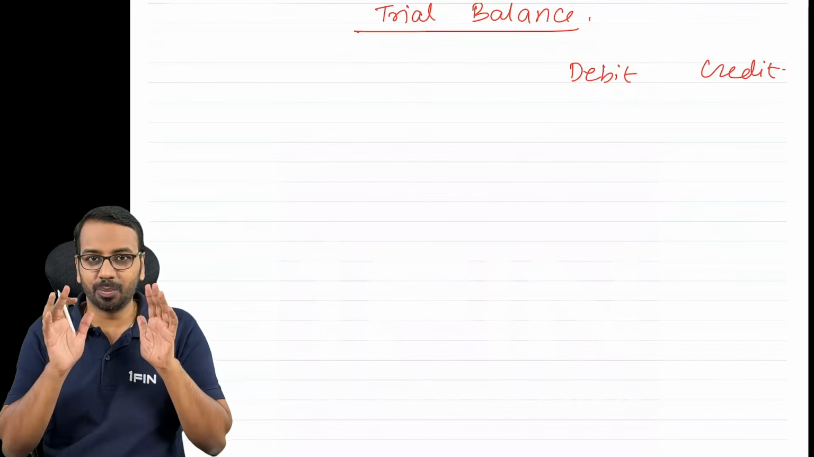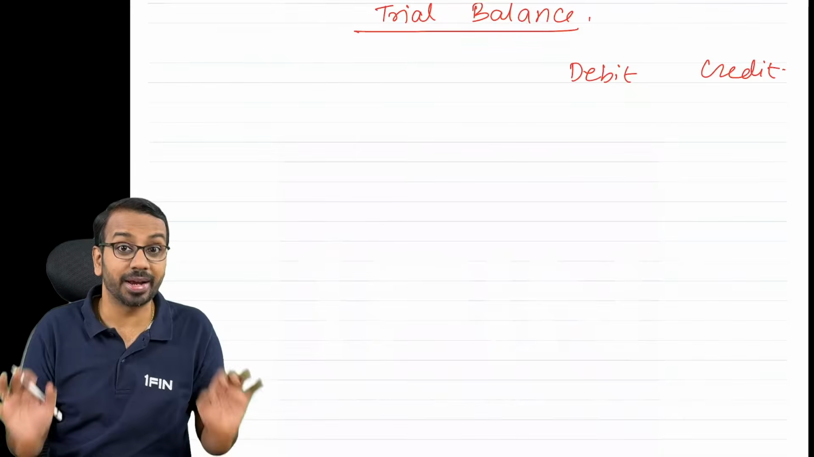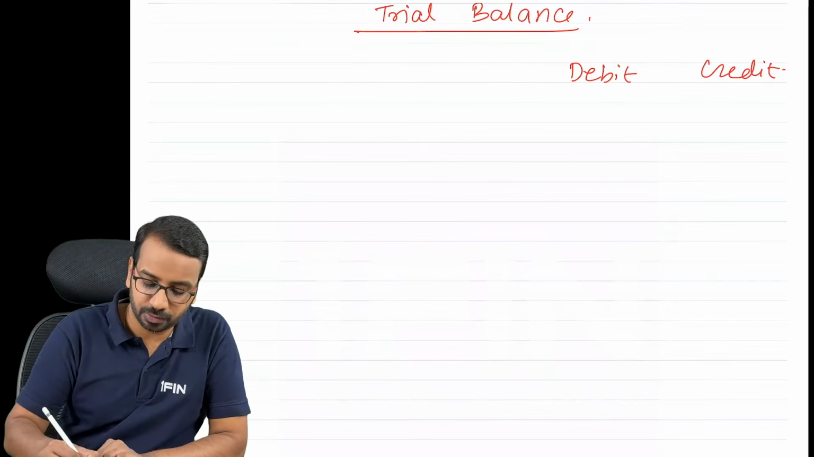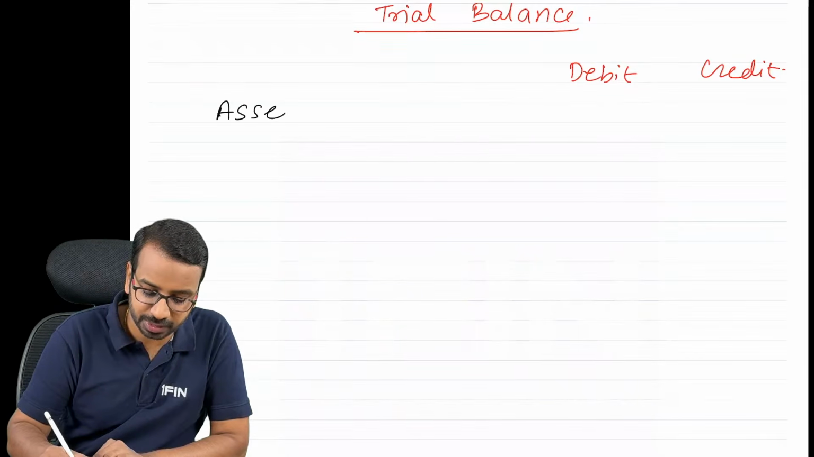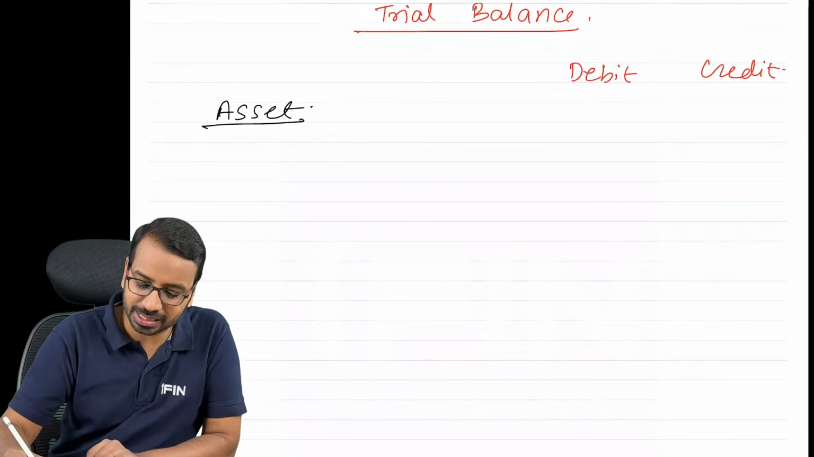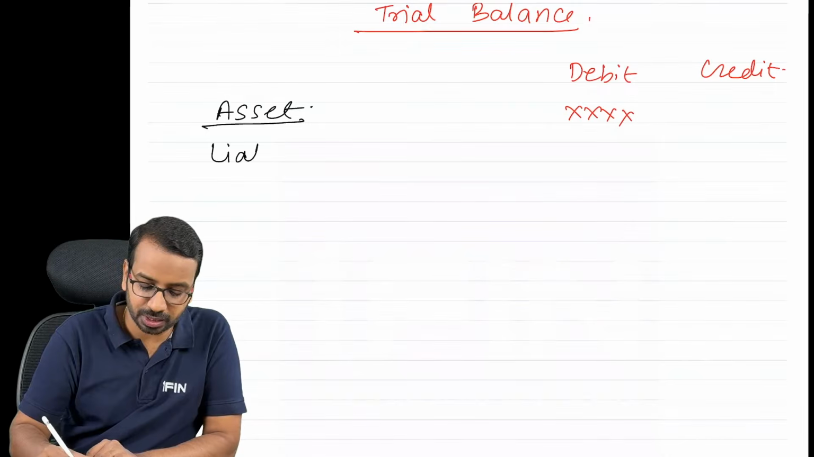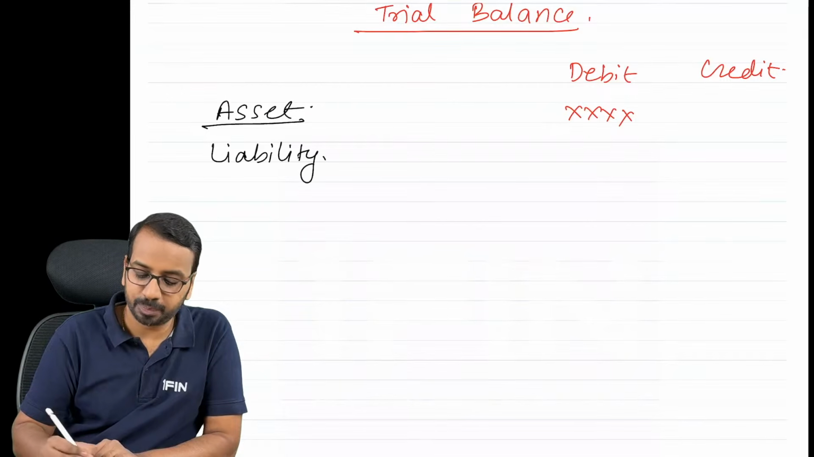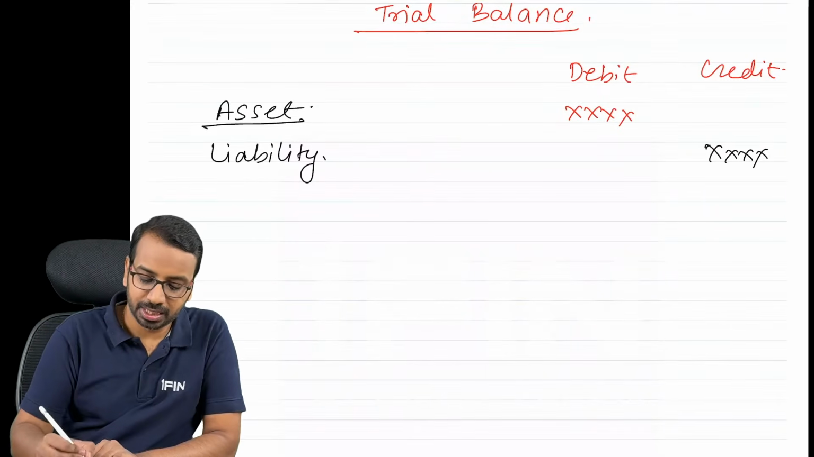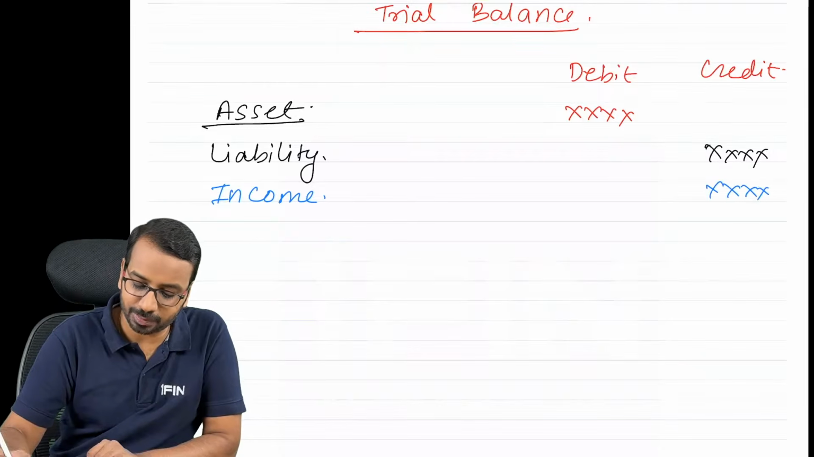All of those items can be broadly classified into 5 heads. Okay, all of those items can be broadly classified into 5 heads. Sir, what are those 5 heads? Either the item will be an item of asset, and which balance does an asset have? Come on, tell me. Asset has a debit balance. Then you can have something called as a liability. Liability will have credit balance, right? Then you can have some income items. Income again has credit balance.